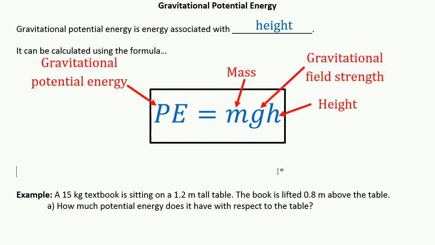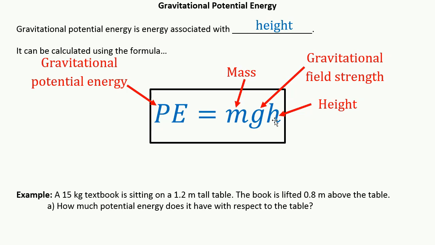Okay, so the other parts of this equation are as follows. PE is the gravitational potential energy. m, as we're used to, is the mass. g, as I mentioned, is the gravitational field strength. This is that number. Remember, this is 9.8 on the surface of the Earth. And h is a symbol we haven't used yet, but h stands for height, which is pretty intuitive.